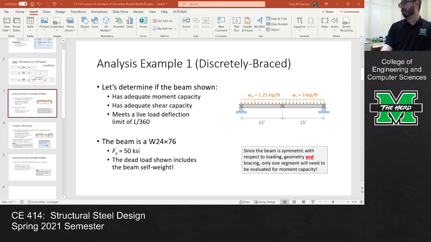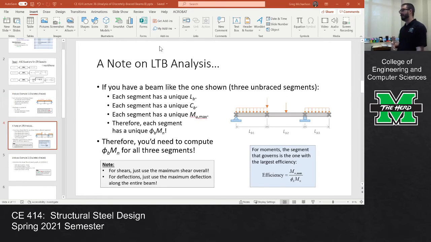So, for example, I want to look at the following beam, and this is a nasty beam. I'm just making a point about this. Now let's take a look at this, okay? This beam's a little nastier.